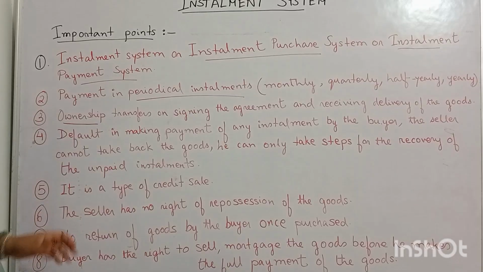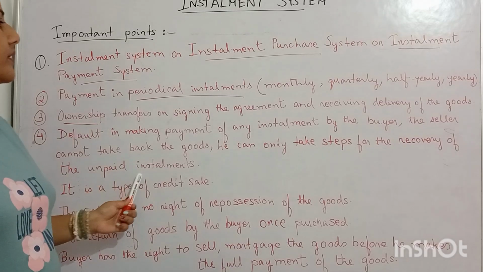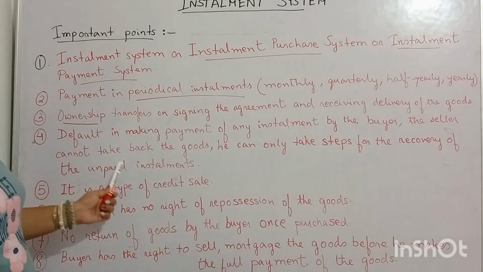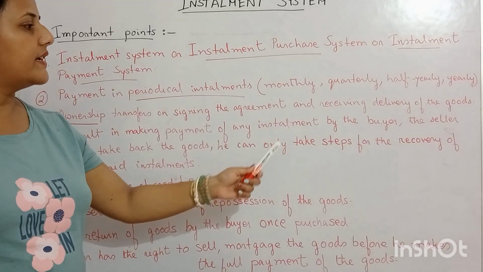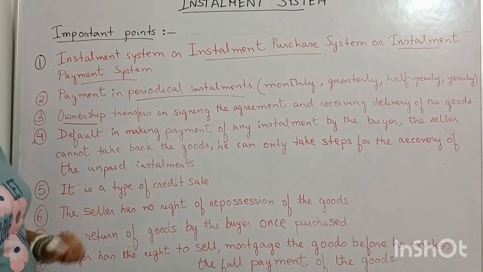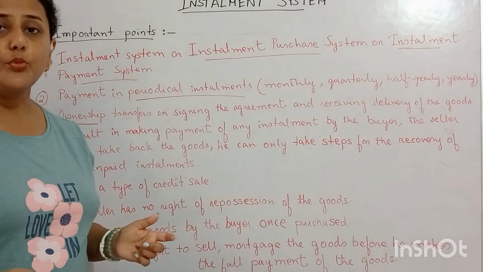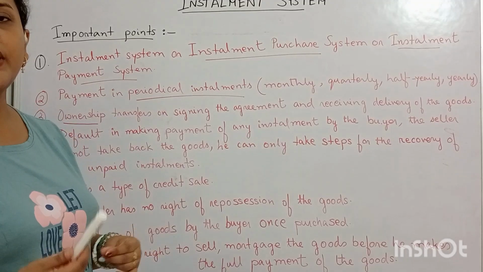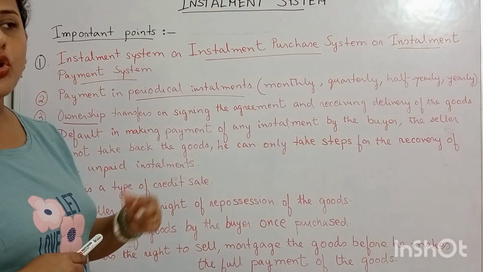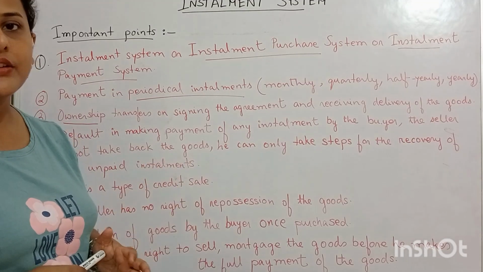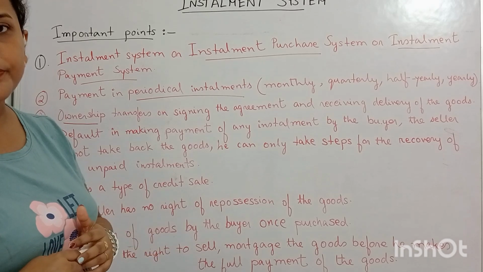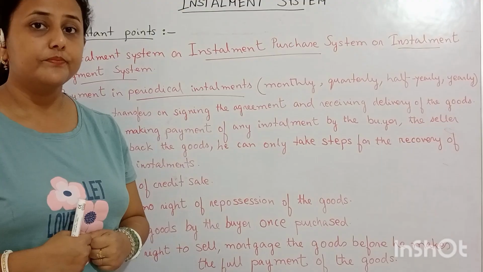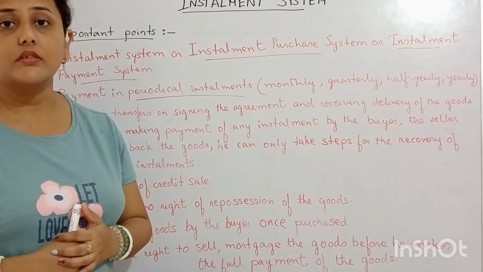Then you see number 4, default in making payment of any installment by the buyer. The seller cannot take back the goods. He can only take steps for the recovery of the unpaid installments. So suppose there is a default. Default means what? The buyer cannot pay any of the installments. Okay, or 2 of the installments he has paid, the rest 3 he cannot pay. Then the seller cannot take back the goods from the buyer in case of installment system.